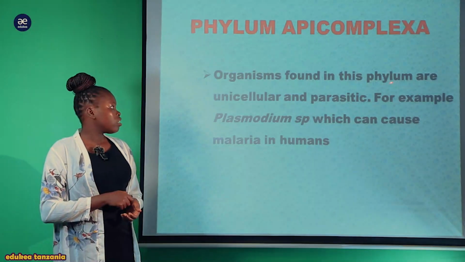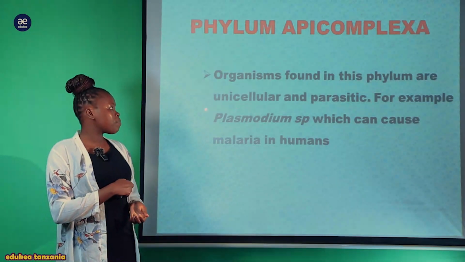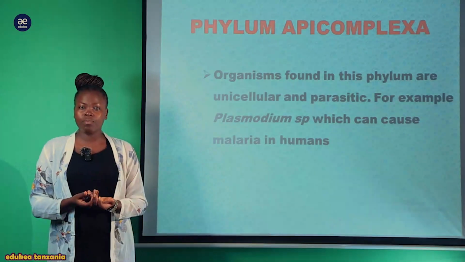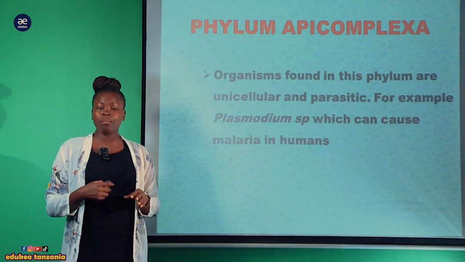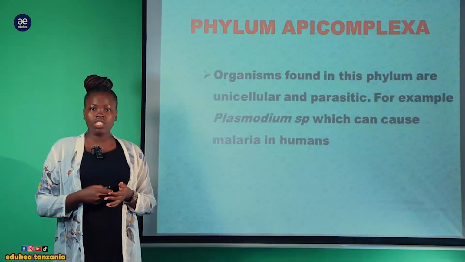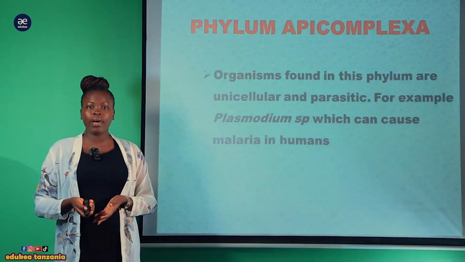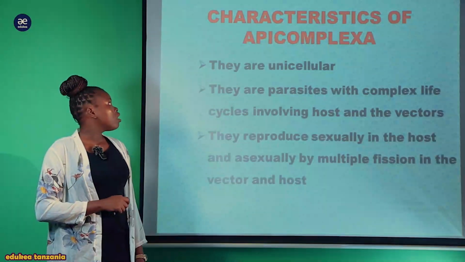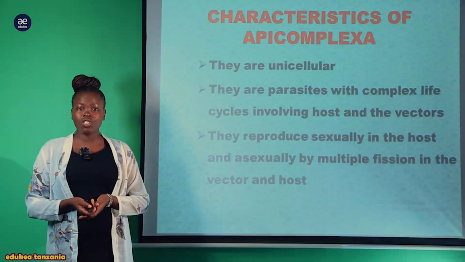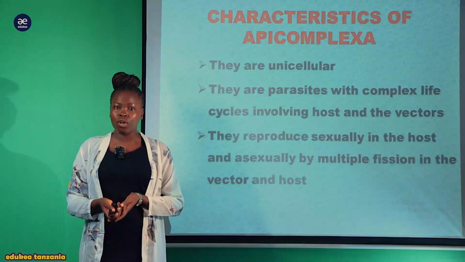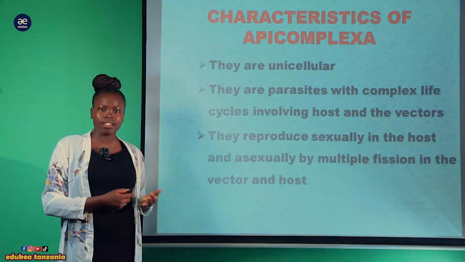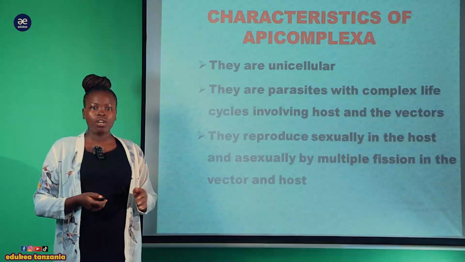Now, an example of this is Plasmodium species, which can cause malaria in humans. Mfano mzuri ni Plasmodium, moja ya example of the organism which is found in the phylum Apicomplexa ambaye anasababisha malaria to human beings. Now let us see what are the characteristics of the phylum Apicomplexa, for example Plasmodium. So what are those characteristics, au wana sifa gani this organism?